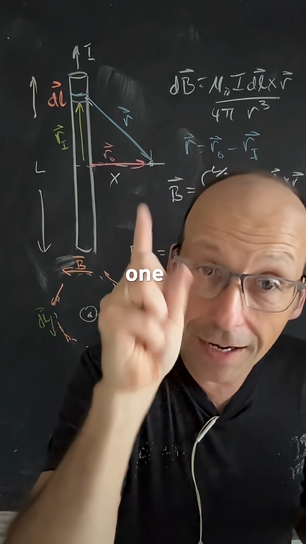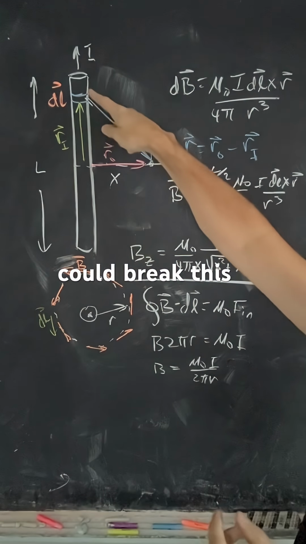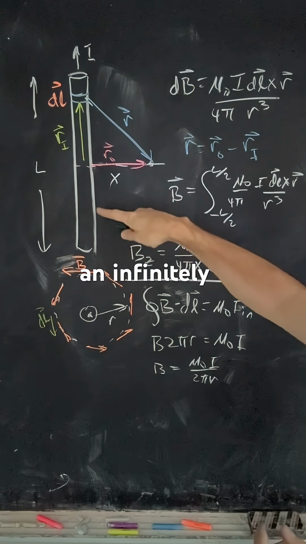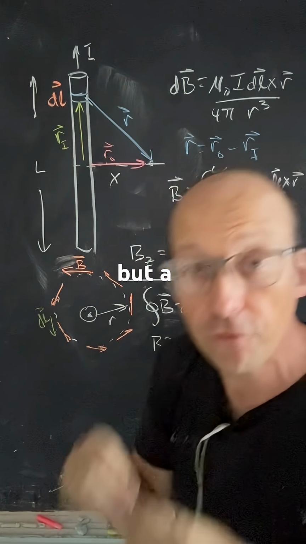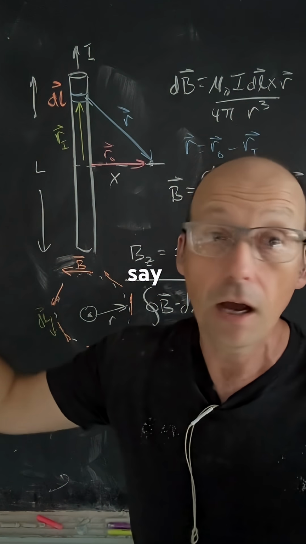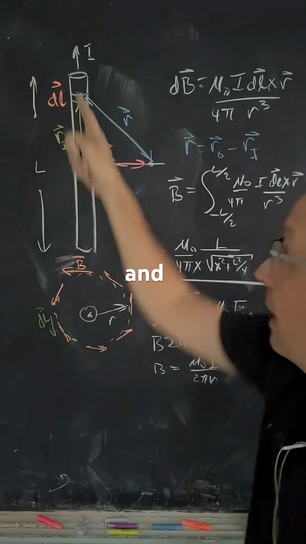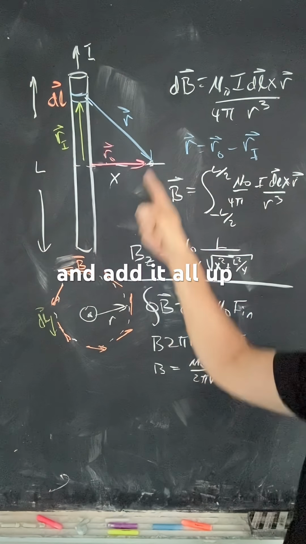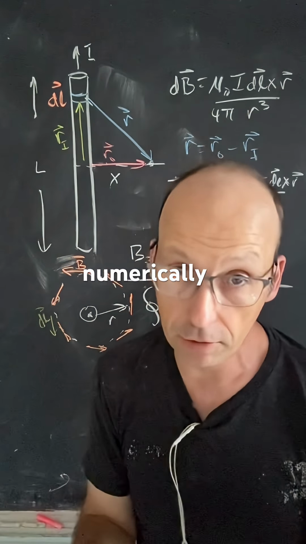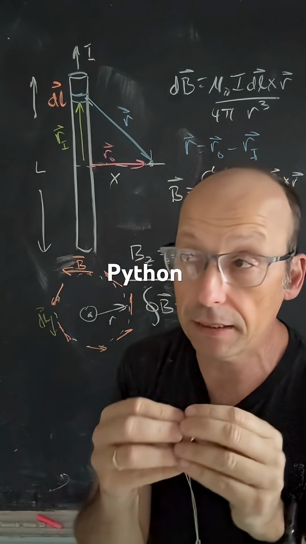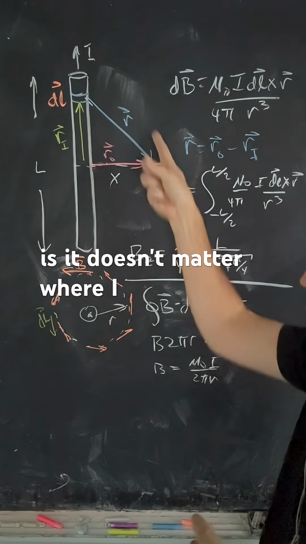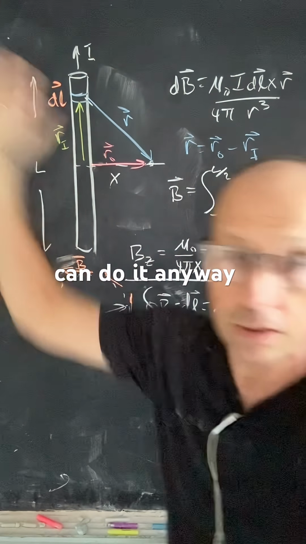Finally, there's one other way to do it. I could break this into not an infinitely small number of pieces, but a finite number of pieces, say 100 pieces, and calculate the magnetic field due to each one and add it all up numerically. I could do that with a program. I could do that in Python. And the nice thing about that is it doesn't matter where I put that point. I can do it anywhere.